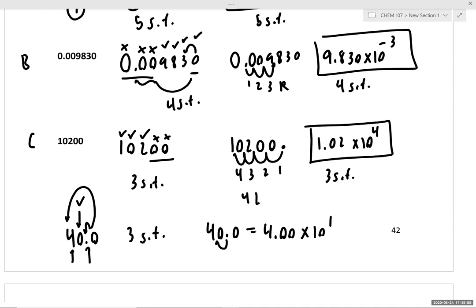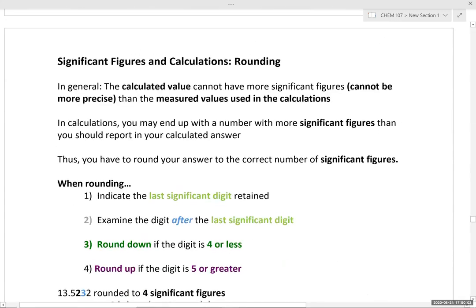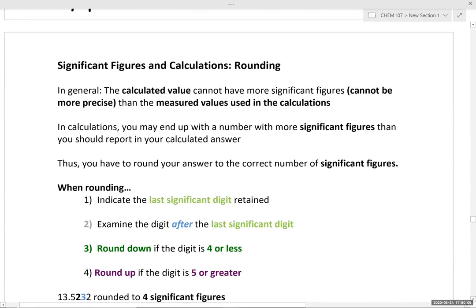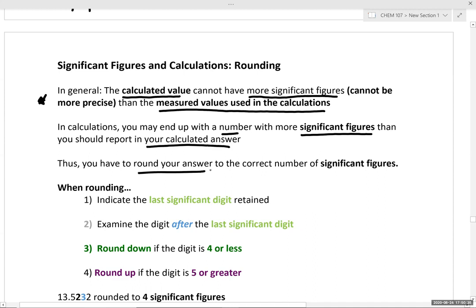If not, let's continue on and let's talk about rounding. So, significant figures and calculations, rounding. In general, this is a general rule: the calculated value cannot have more significant figures than the measured values used in your calculations. Now, when you perform a calculation, inherently, you may end up with a number with more significant figures than you can report in your final answer. Thus, you're going to have to round your answer to the correct number of significant figures.